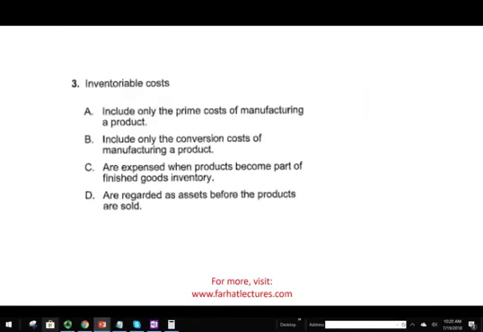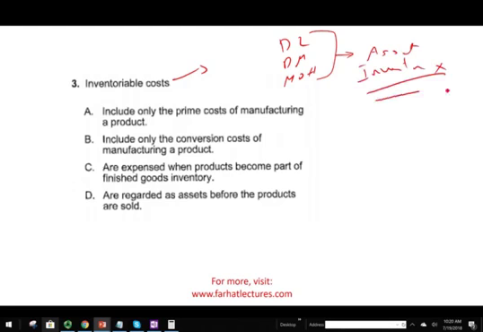Inventoriable cost. What do I mean by inventoriable cost? Well, I'm going to tell you what inventoriable costs are. Direct labor, direct material, and manufacturing overhead. Those are the three costs that we inventory. Inventory means what? It means when we manufacture a product, we take those three costs and we treat them as an asset, and that asset that we're manufacturing is called inventory.